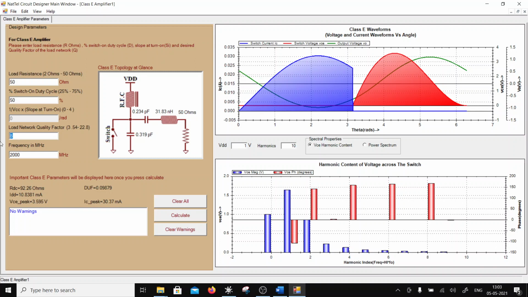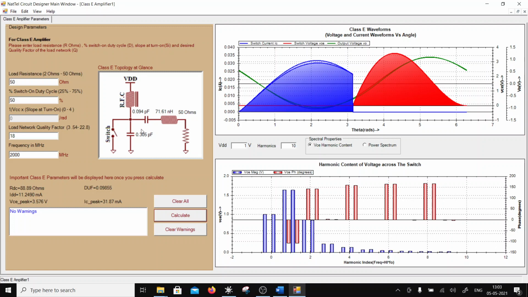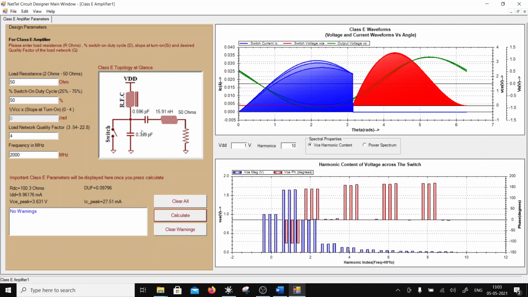So if I change the Q, that value is going to change. So let's put a Q of 18, and I'm going to calculate again. Now you see the shunt capacitance hasn't changed much, but if you see LS and CS, they have changed, right? And let's say if I design for a Q of 4 and calculate, you see the shunt capacitance hasn't changed much, but you see LS and CS. So basically this is deciding the residual jX, right? So if Q is known, then jX can be split into LS and CS, right? So that's the whole idea.